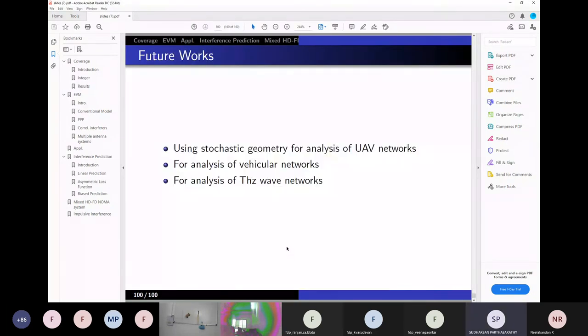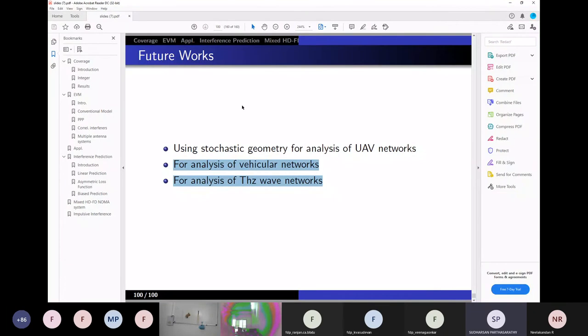So with this, I would like to conclude my session. What we have seen is finding coverage for a Poisson point process, deriving error vector magnitude for different kinds of things, for hexagonal network model, Poisson point process model, correlated interference, multiple antenna systems, and then we saw D2D communication, and then interference prediction. The final two problems which we saw were full duplex, half duplex, and the latest one is impulsive interference, power and rate adaptation. So it's a very diverse kind of problems that we have seen.